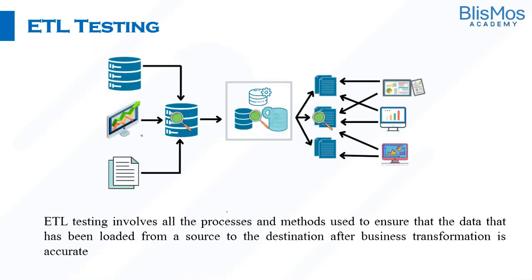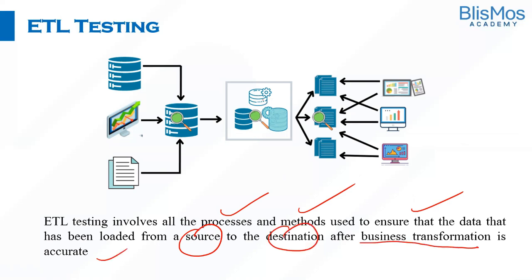ETL testing involves all the processes and methods used to ensure that the data that has been loaded from the source to the destination after business transformation is accurate. Let us take an example here. If you look at this beautiful picture, we have a source. These are the sources. And here we have a staging area. And this is the data warehouse. And we have data marts here. So in this case, this is the source and this is the destination.